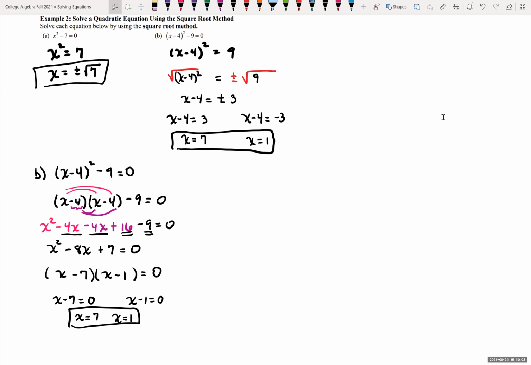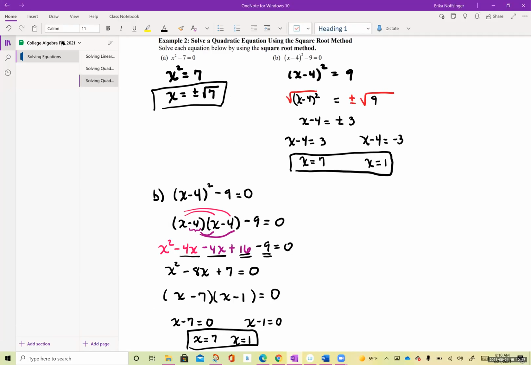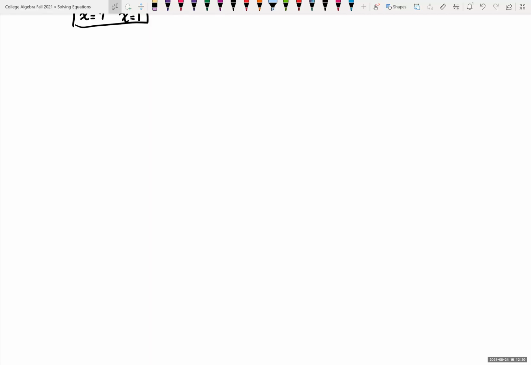So let me see if there's any questions on that. And then if there's not, we're going to jump into how to complete the square. And by completing the square, we could get this into the form so that we can use the square root method. Okay, so let's say now that we want to solve a quadratic equation.